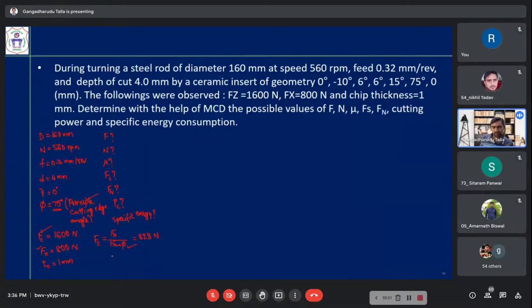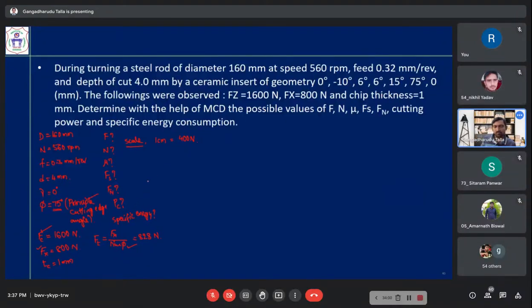Once you know Fc and Ft, you can also find the resultant force, not from the diagram itself. You take some scale, let us say 1 centimeter is equal to 400 Newton, for our convenience. So 1600 will be 4 centimeter, and based on this you can convert Ft. It is approximately 2 centimeters, more than 2 centimeters. You can find the exact value directly.